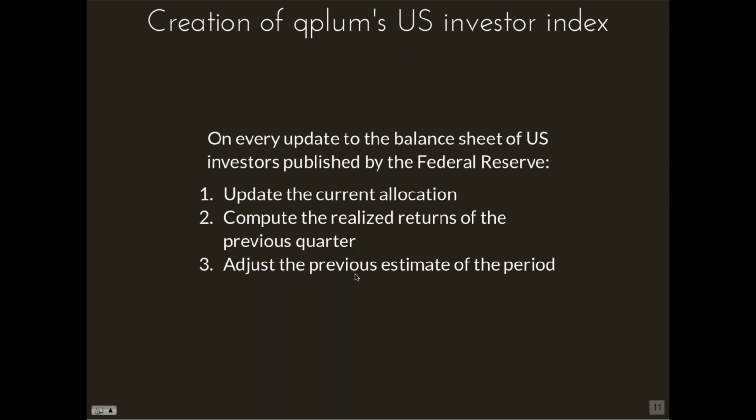What we are doing exactly to compute the US Investor Index is, on every quarterly update to the balance sheet by the Federal Reserve, we update the current allocation, which means that for every asset class we see how much is allocated now and divide that by the total household wealth, which is I think around 96 trillion right now. And that gives us the allocation to each sector.